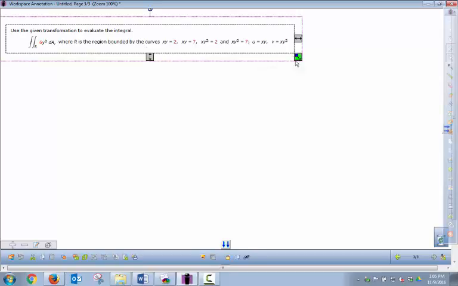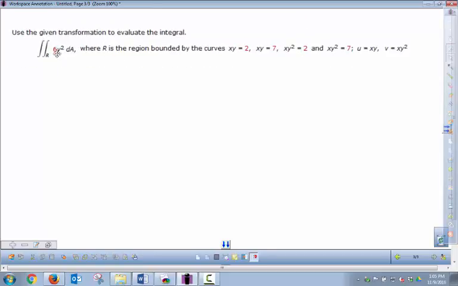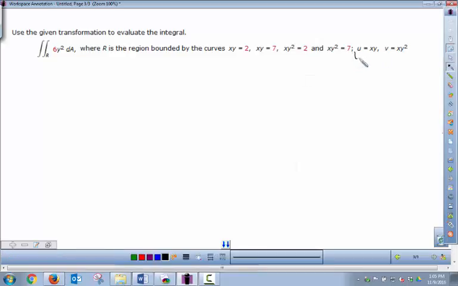So use a given transformation to evaluate the integral. Evaluating this integral isn't so bad, but trying to find this region, which is bounded by the curves, looks a little bit more difficult. So let's see if we can find the region.